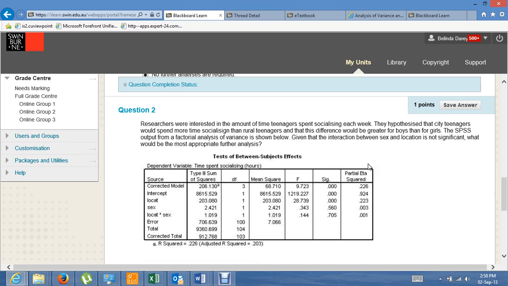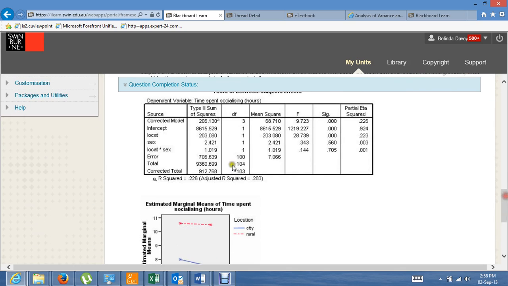So we've got a DV of time spent socialising and an IV of city versus rural, so country or location. It's only got 2 groups to that IV, so no further analyses would be required if that was significant. And then the other IV is gender, which also only has 2 groups. So the SPSS output from a factorial analysis of variance is shown below. Given that the interaction between sex and location is not significant, what would be the most appropriate further analyses?